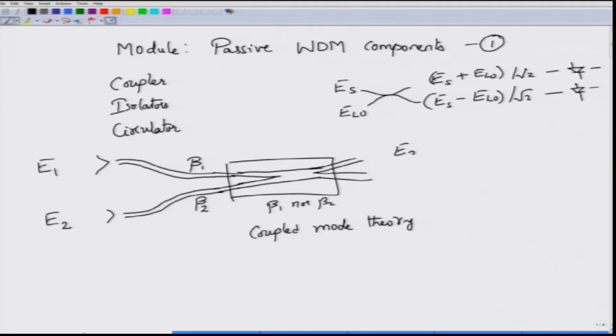The output ports are labeled as E3 and E4, which again represent the electric fields for the output optical waves. These E3 and E4 are actually related by a certain matrix. This matrix is called a scattering matrix, and this is the kind of matrix you might be familiar with from when you studied microwave theory. So, it is kind of the same concept here.